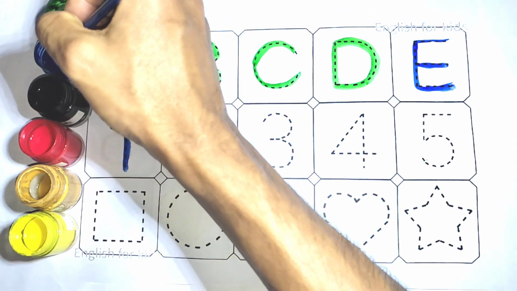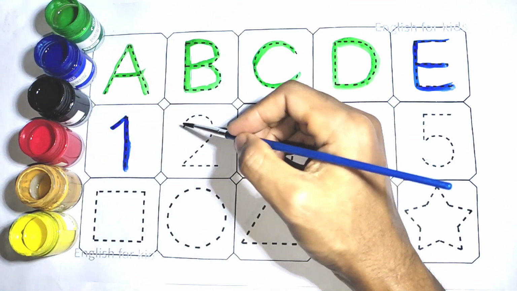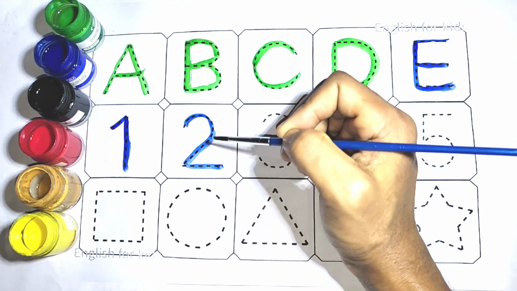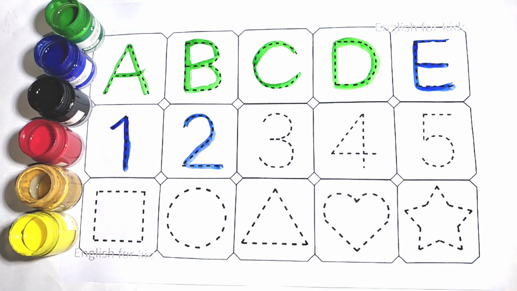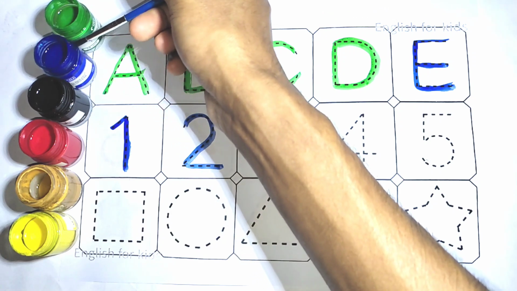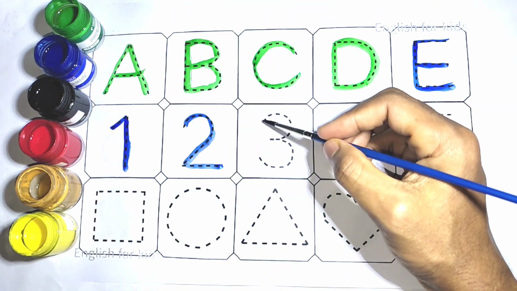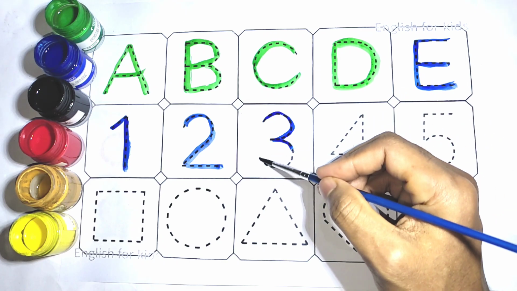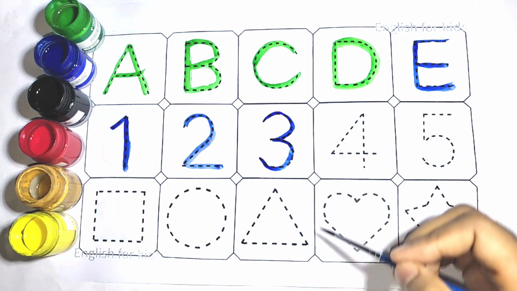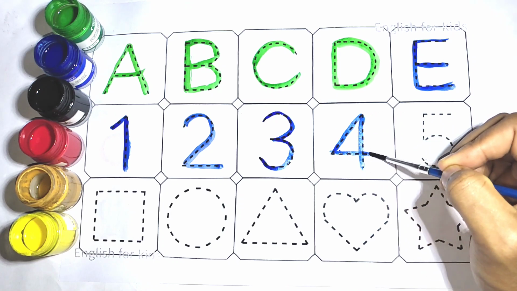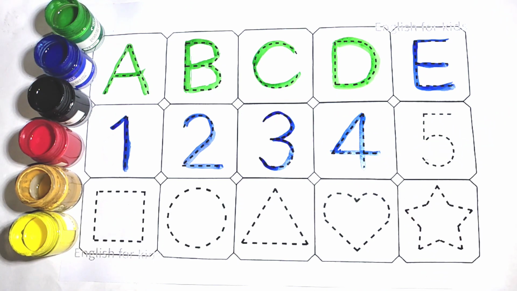O-N-E, 1. And the next one is 2. Now we draw the number of 3. We again use blue color. The next one is 4. Kids, now we draw the number of 5.